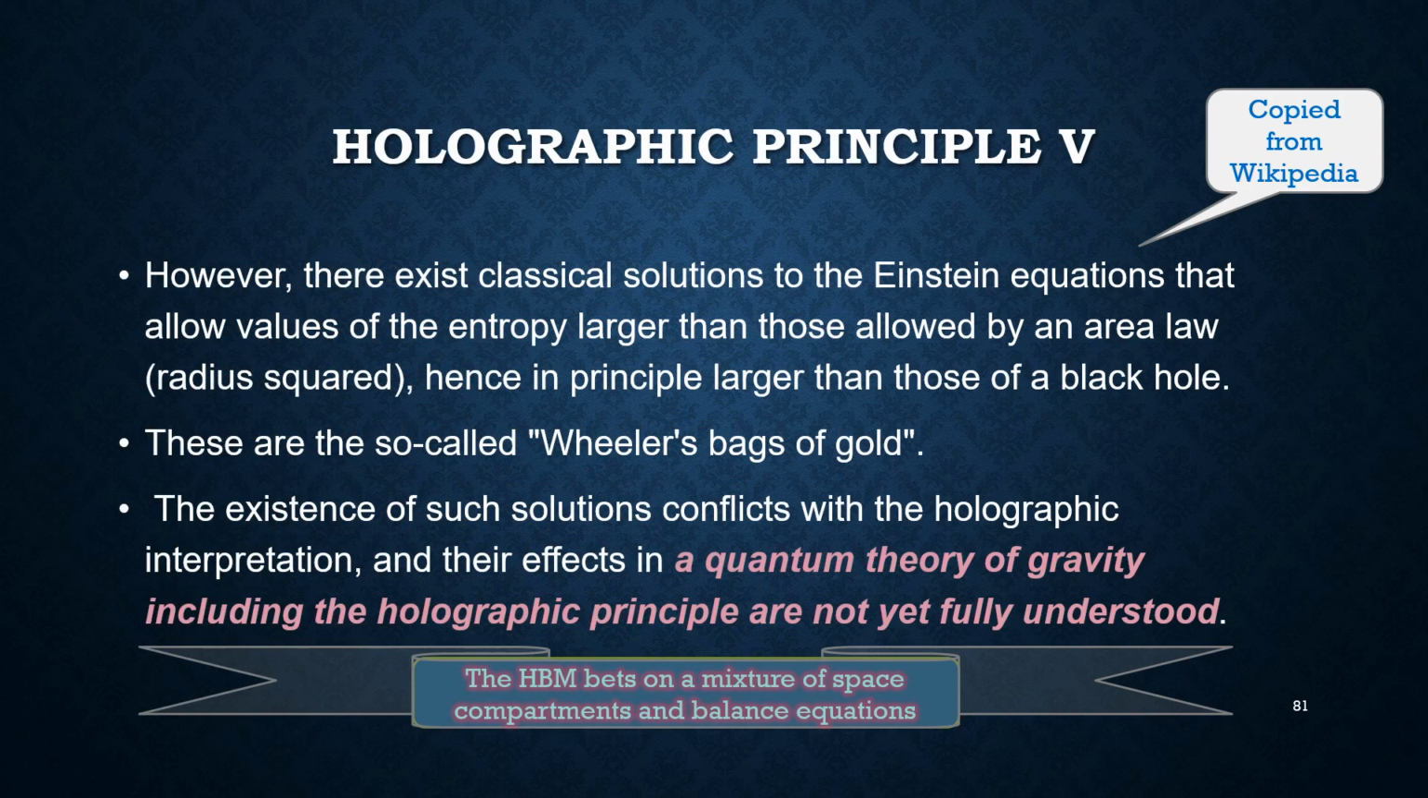However, there exist classical solutions to the Einstein equations that allow values of the entropy larger than those allowed by an area law, radius squared, hence in principle larger than those of a black hole. These are the so-called Wheeler's bags of gold. The existence of such solutions conflicts with the holographic interpretation, and their effects in a quantum theory of gravity including the holographic principle are not yet fully understood. The Hilbert Book Model bets on a mixture of space compartments and balance equations.